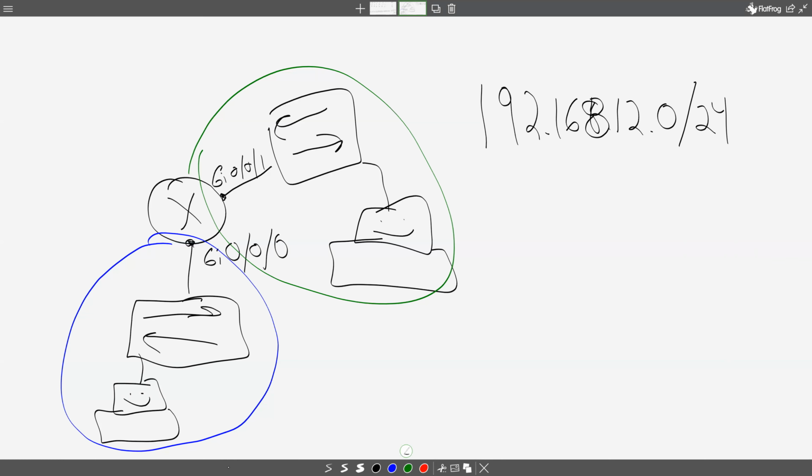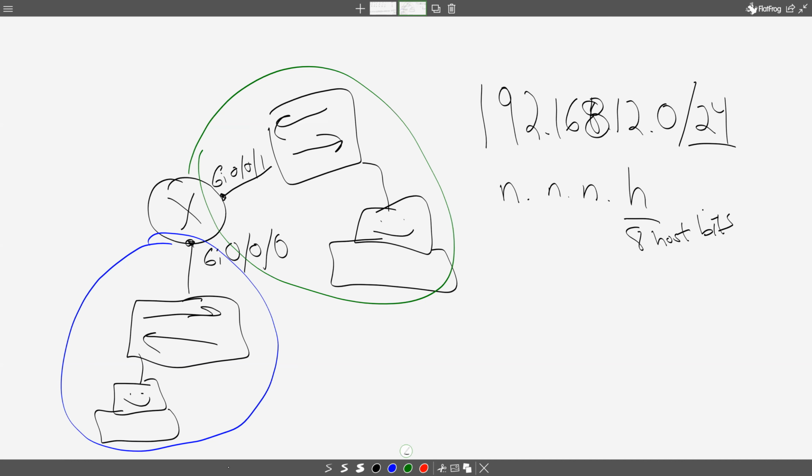192.168.12.0/24. What class of address is this? This is Class C and default subnet mask 255.255.255.0. Okay, which means that we have network, network, network, host. So we have 8 host bits, and there are 24 network bits.